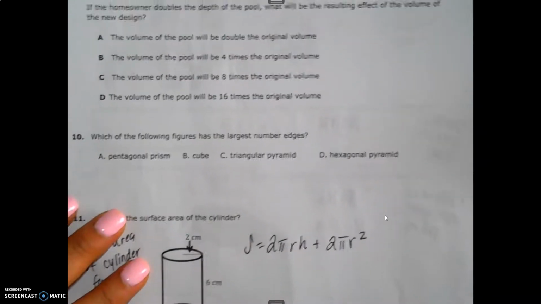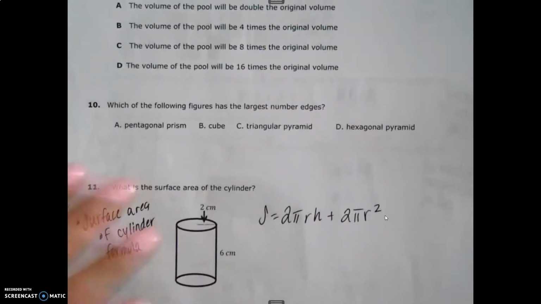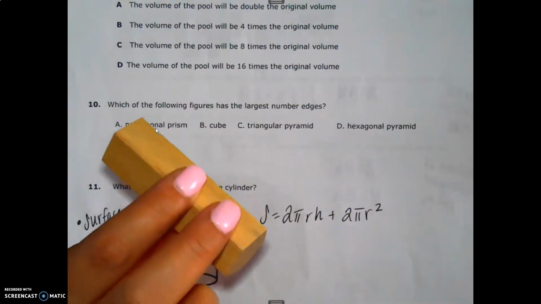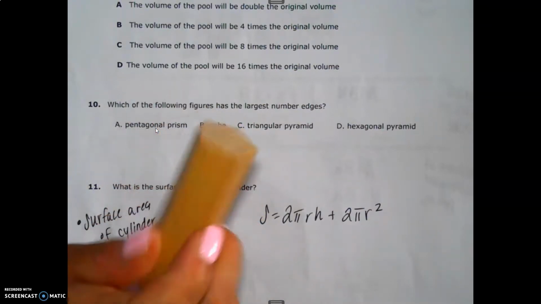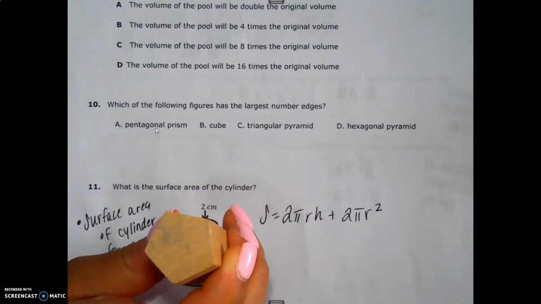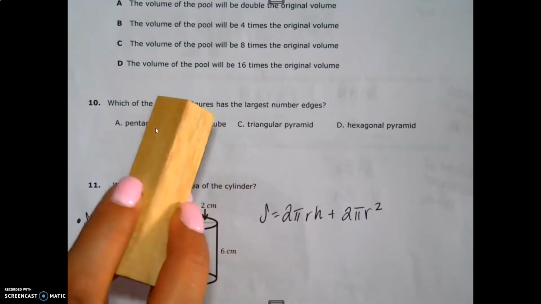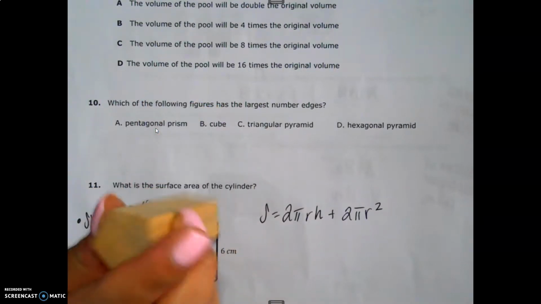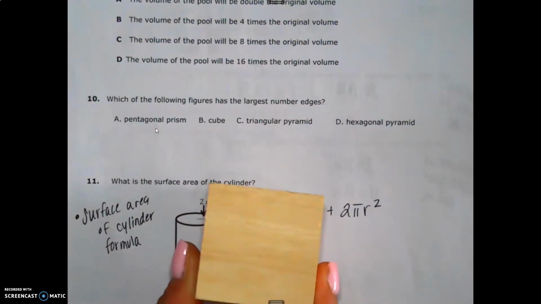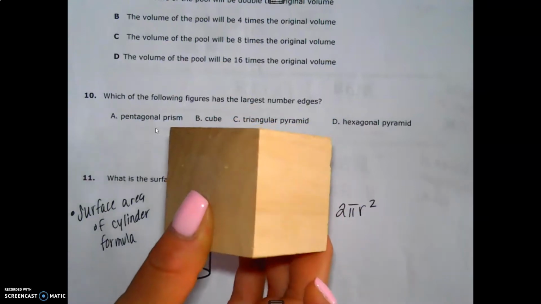All right. Number 10, you need to be familiar with your vocab as far as like pentagon, hexagon, things like that. So remember, a pentagonal prism means that my bases are pentagons. So I've got 2 pentagons on the top and bottom, and then rectangles around the side. So you'd find the number of edges. There's 5 edges there. 1, 2, 3, 4, 5 around the side, and 5 on the other side. All right, cube, you would have to do the same, figure out how many edges there are.